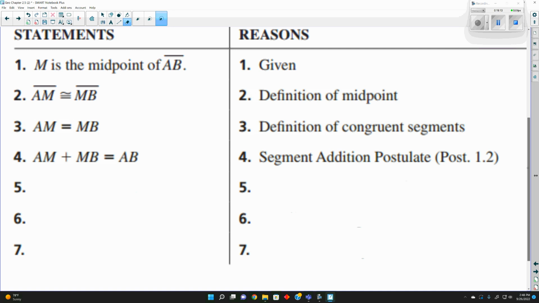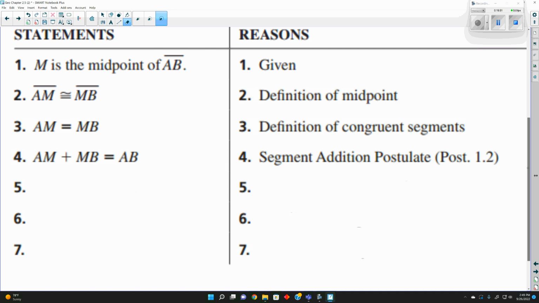And a lot of this, there's different ways to get at it. Because we could have started with the given information, M is the midpoint of AB, and jumped to 4 and said that they add together. Okay, well, then we know that they're congruent. So the order can change. I take the first given information as far as I can possibly take it till I can't go any further. So here, M is the midpoint, so it means those two segments are congruent, which means they're equal. Okay, I can't say any more.